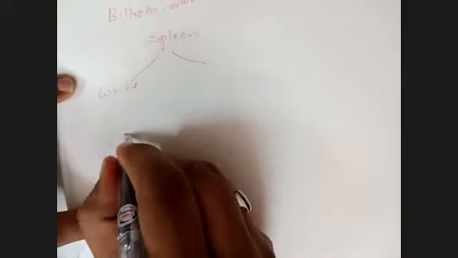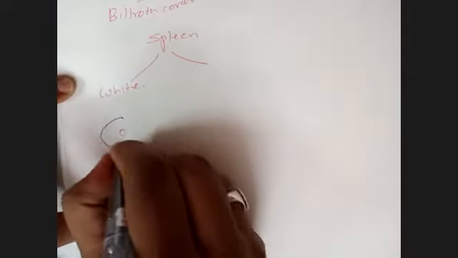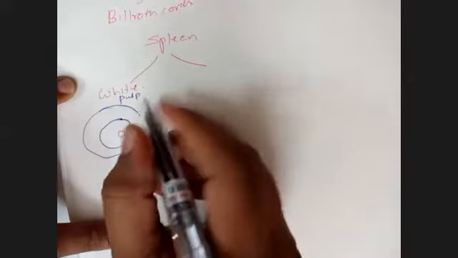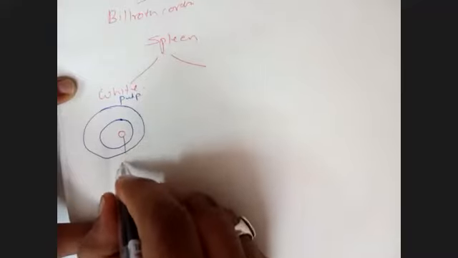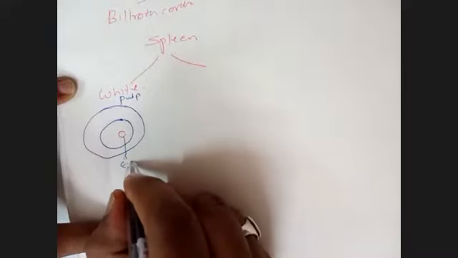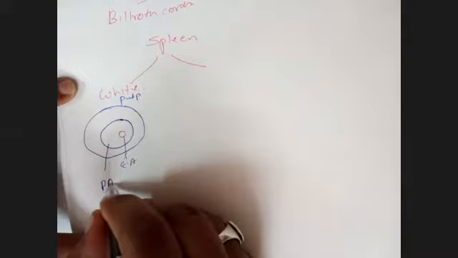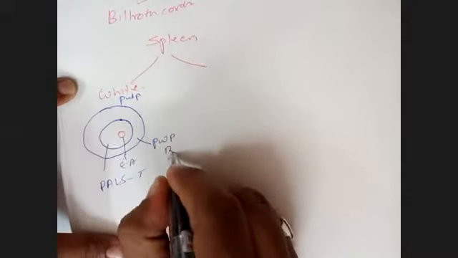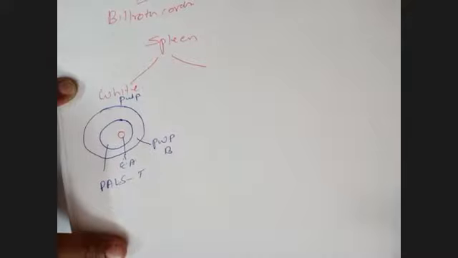The spleen shows white pulp. Now what is white pulp? Nothing but an arteriole which is surrounded by a periarterial lymphatic sheath and peripheral white pulp. So this is called white pulp. White pulp has three components. It has an eccentric arteriole, it has a periarterial lymphatic sheath which has T lymphocytes, it has peripheral white pulp which has B lymphocytes. That is the white pulp of the spleen.